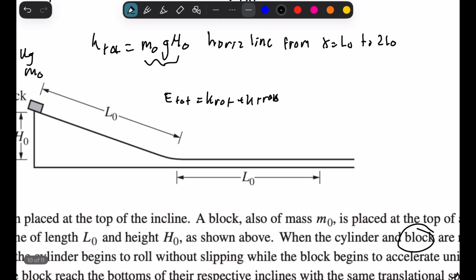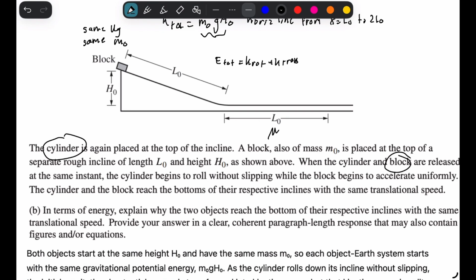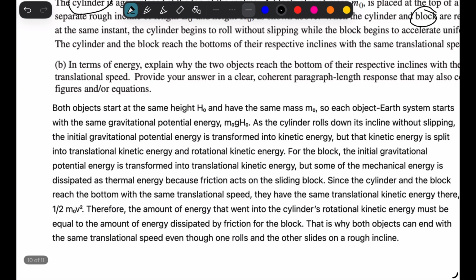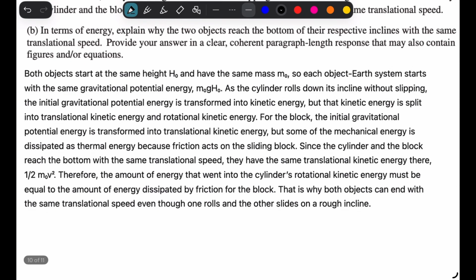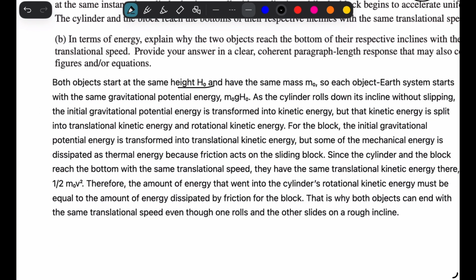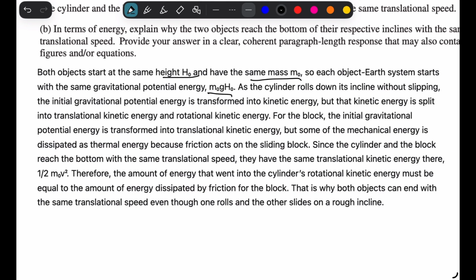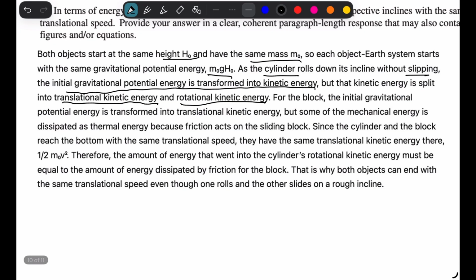And also, some of that mechanical energy is going to be dissipated because you're going to have friction acting on the block as well. Now, with all those things, we need to think about how we can put all that together. So in this explanation, both objects start with the same height h initial, same mass m initial, so the same m g h initial. The cylinder rolls down its incline without slipping, and the initial gravitational potential energy is converted into kinetic energy. Kinetic energy is split into K trans and K rot. Now, the block is going to have gravitational potential energy transformed into translational energy only, right?